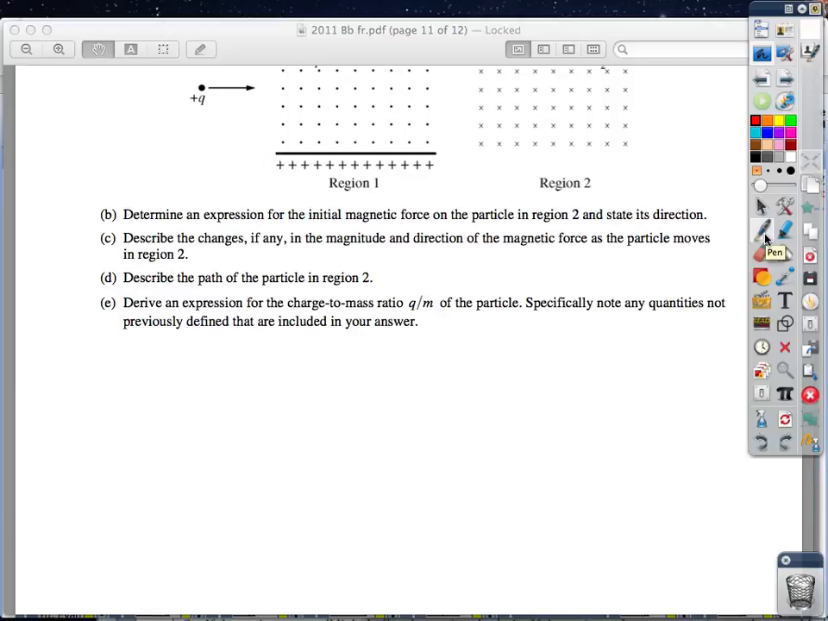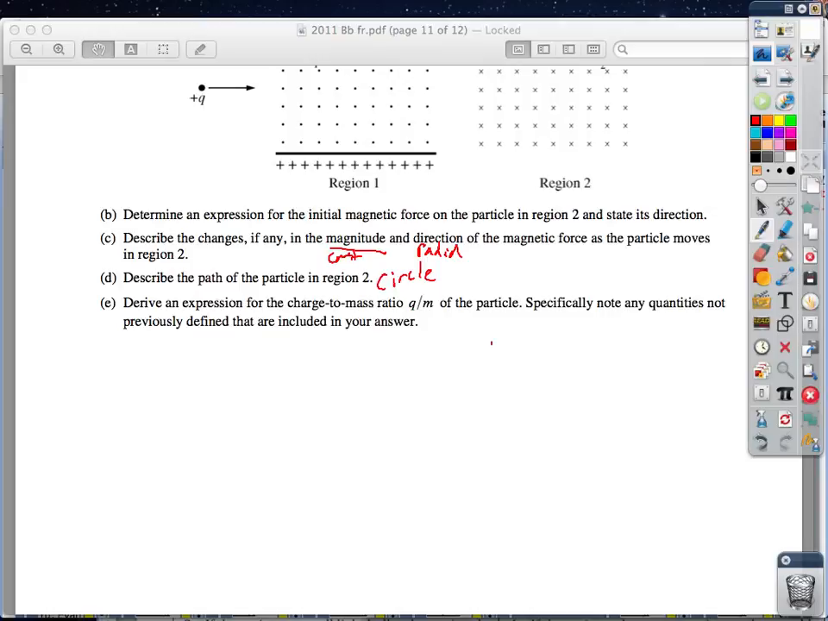Then the path is a circle, right? So we said that the magnitude stays the same, it's constant. And this is radial, and that's going to make it a circle. Derive an expression for the charge to mass ratio of the particle, specifically noting quantities not previously the charge to mass ratio.